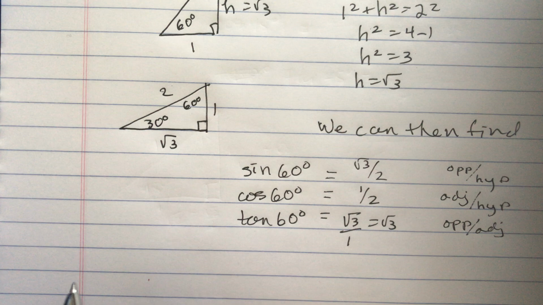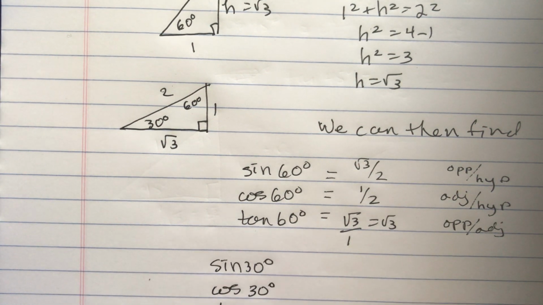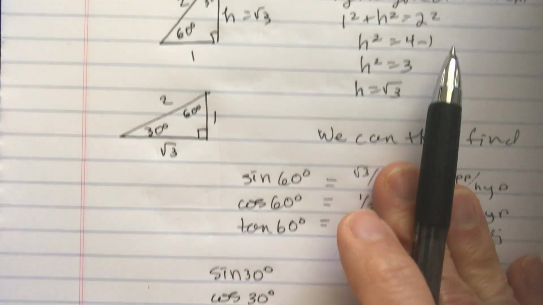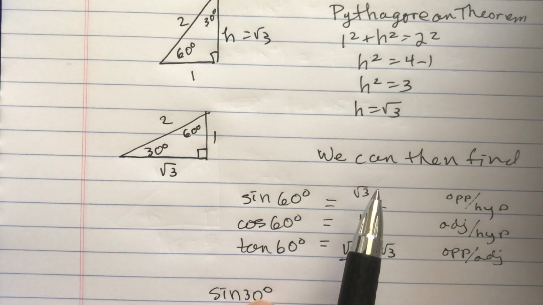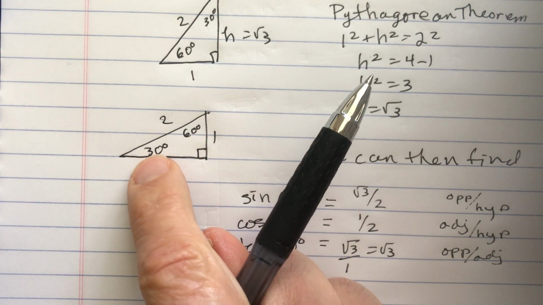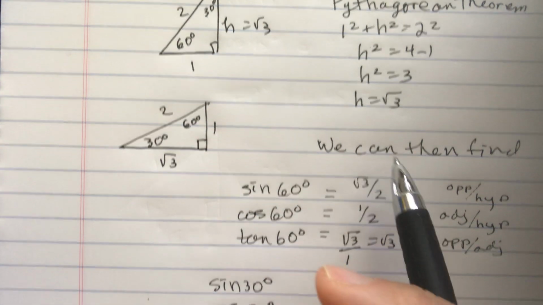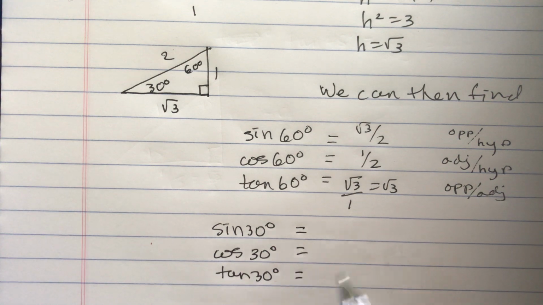And then I can also find values for sine, cosine, and tangent for 30 degrees. It's the same triangle, and one of the things we can notice as we lead into this is that 30 plus 60 makes 90. That's obvious, and it's right there. And what is opposite a 30-degree angle is adjacent to the 60-degree angle. So we'll get into that in another video.